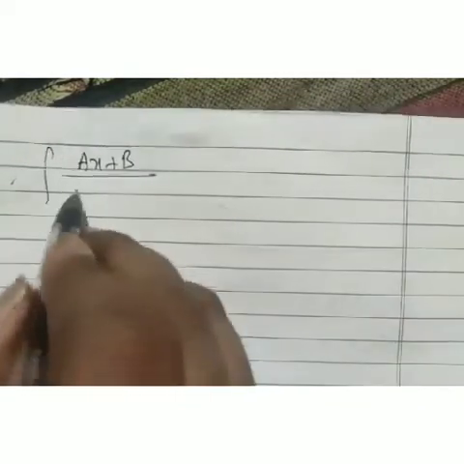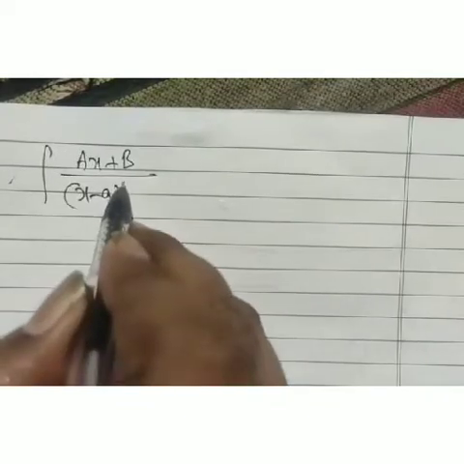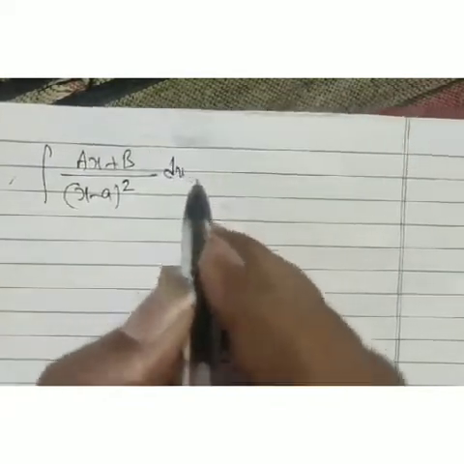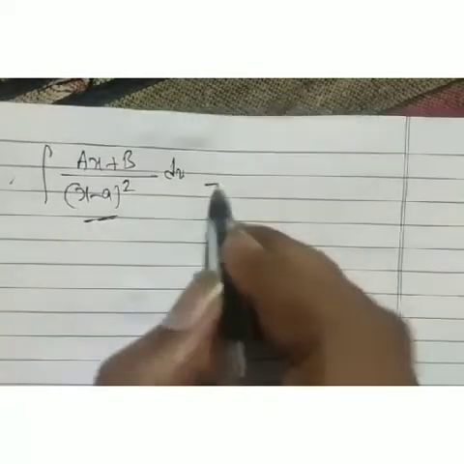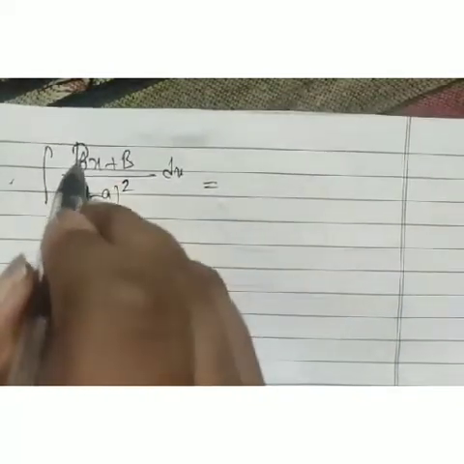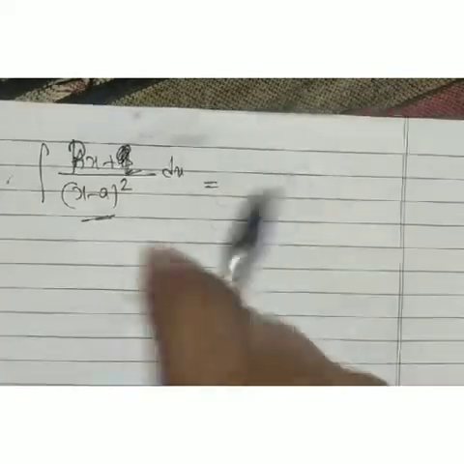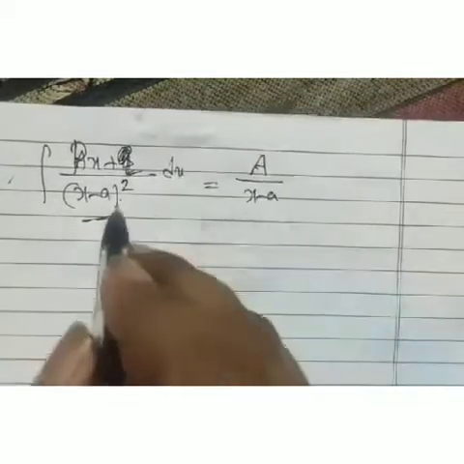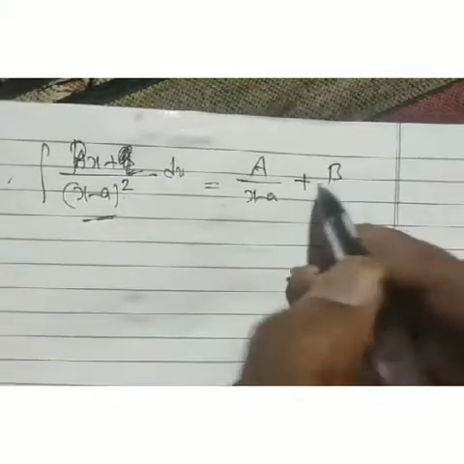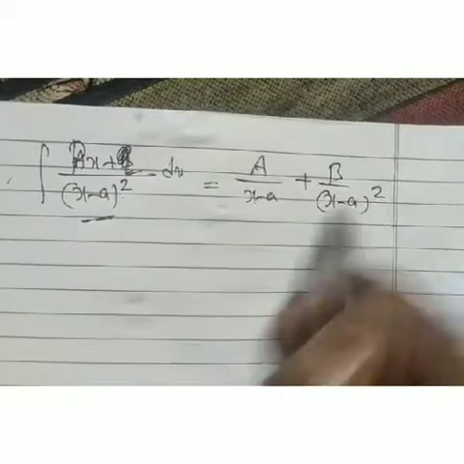When we have a problem like the integration of some ax plus b over x minus a whole square dx, then when we have repeated roots, we take here only px plus q, because we are going to take it in terms of A and B. Then what is our format there? In the case of repeated roots, first of all take A upon x minus a, which is a linear part, and then plus B upon x minus a whole square.